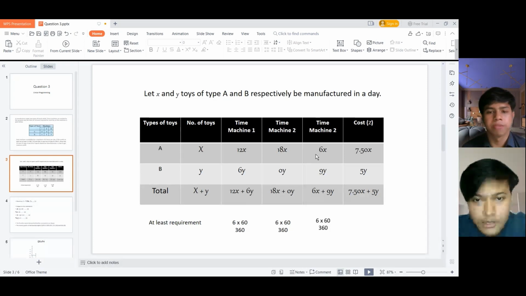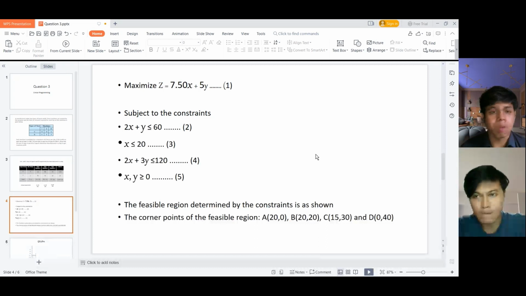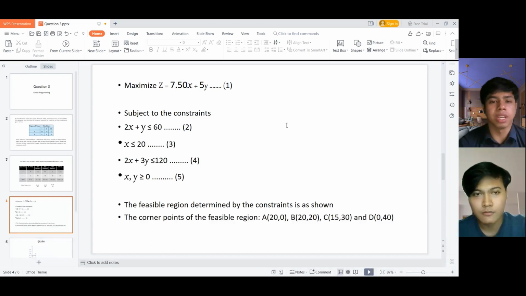So this is the equation that we have. Next we start with putting the maximum profit equation, which is Z equals 7.50x plus 5y.